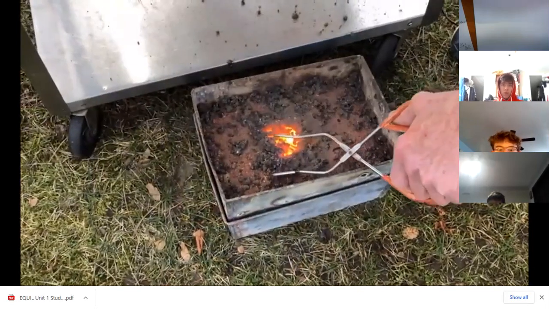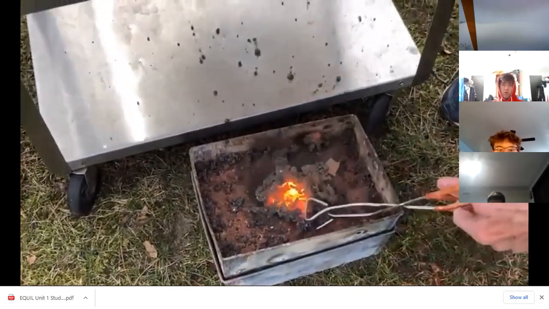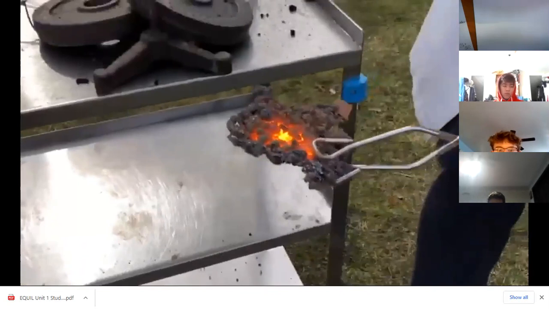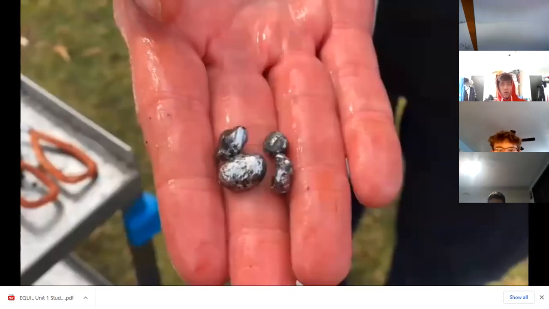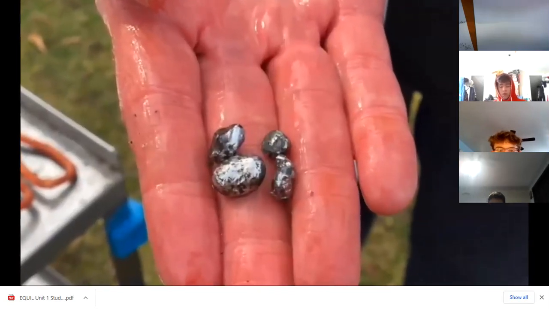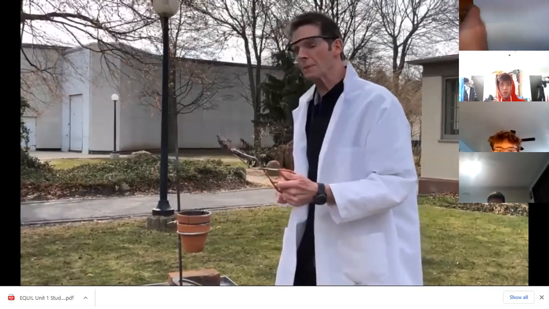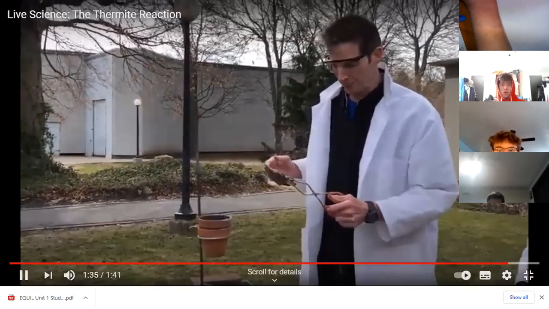That's all inside there. Once it cools down, we can turn around, crack it open, and you'll have usually little BBs of metal, really bright, shiny metal. This one came out pretty well. Thanks for joining us, and we'll see you next time here at the Rochester Museum and Science Center.